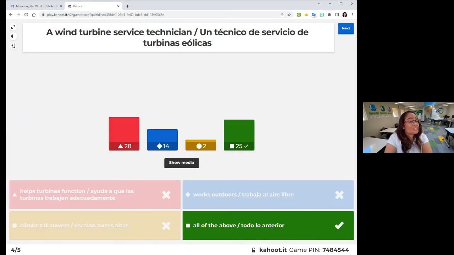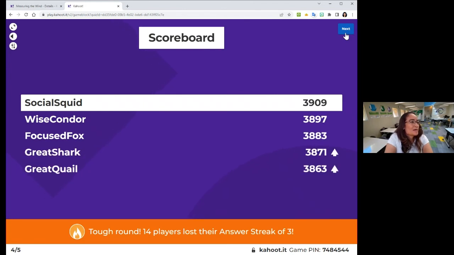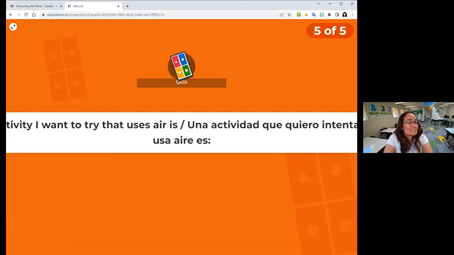Okay, all right, it is all the above. Yes, of course, it helps them function, but remember, they said in the video, they also work outdoors. I mean, they're outside, and they have to climb the tower. So if you don't like heights, probably don't want to do that job. But if you don't mind problem solving, wow, Social Squid is getting everyone today. Good job.